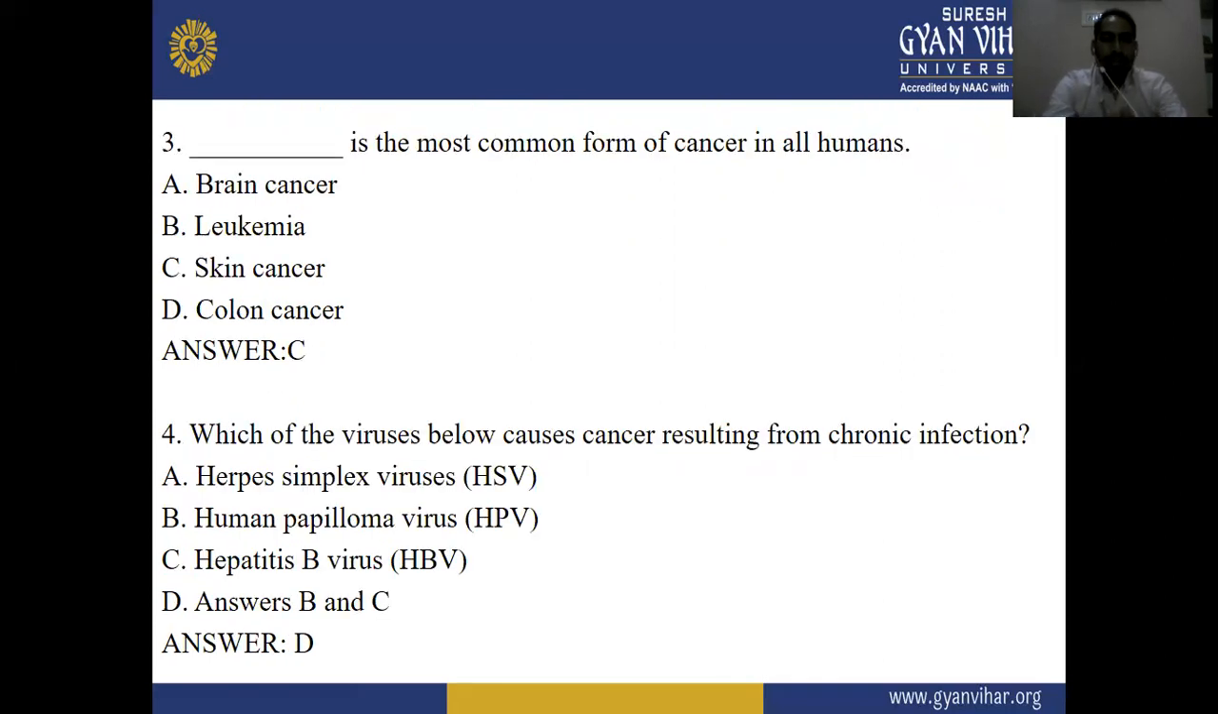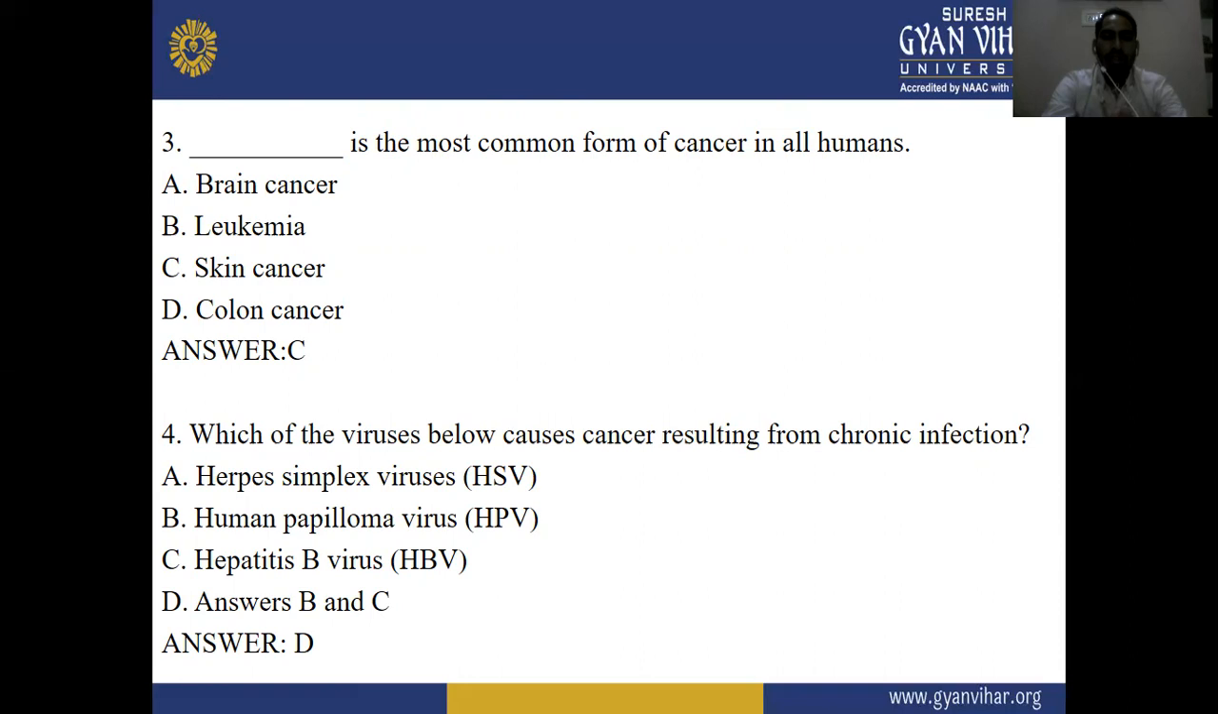Next question. Fill in the blanks: blank is the most common form of cancer in all humans. Option A is brain cancer, option B is leukemia, option C is skin cancer, and option D is colon cancer. The right answer is C. Skin cancer is the most common form of cancer in all humans.